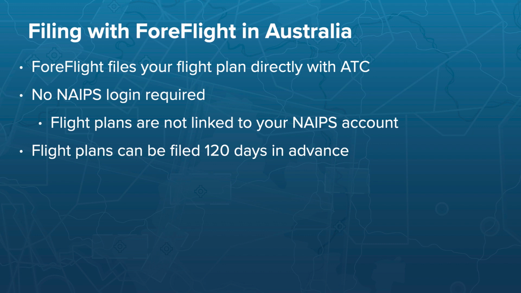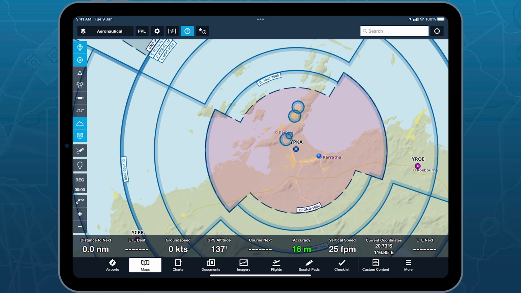Filing with ForeFlight in Australia. ForeFlight files your flight plan directly with the appropriate ATC authority, so there's no need to log into NAIPS, no NAIPS login required. Flight plans will not be linked to your NAIPS account, and we do not offer a no-send feature for testing. Flight plans can be filed 120 days in advance.